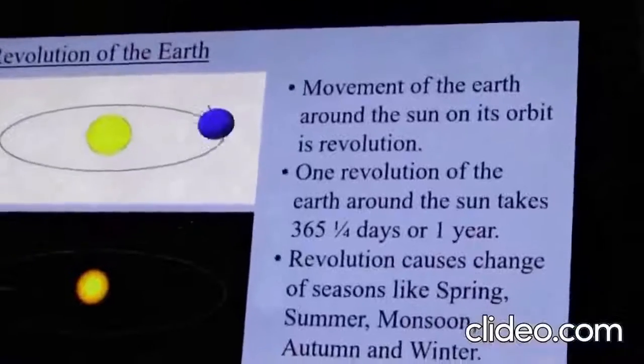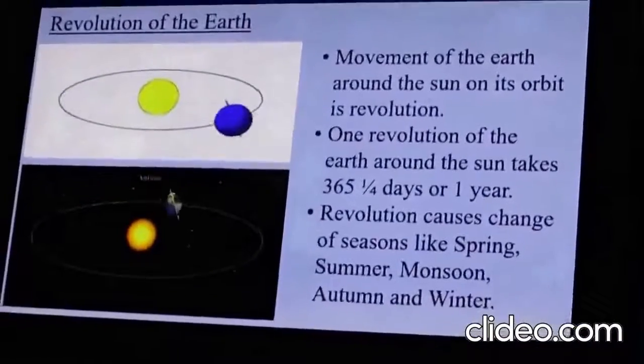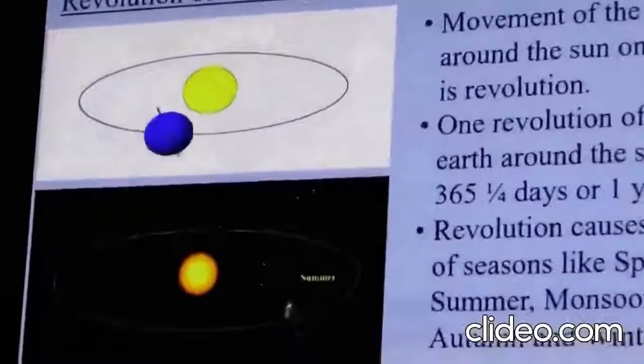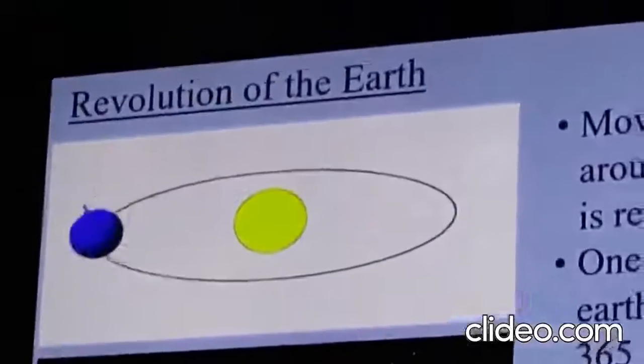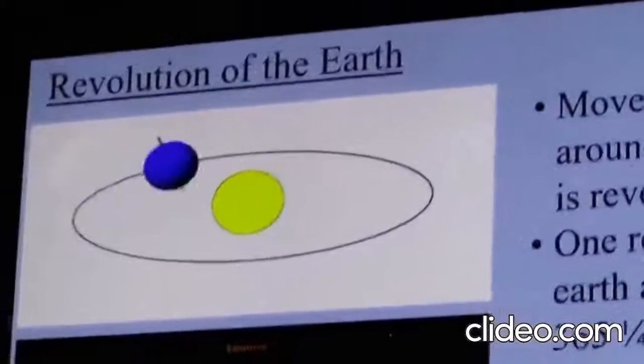This slide shows the revolution. The movement of the earth around the sun on its fixed orbit is called revolution. It takes the earth about 365 1/4 days or 1 year to complete one revolution around the sun.